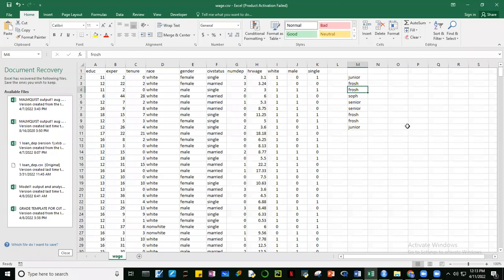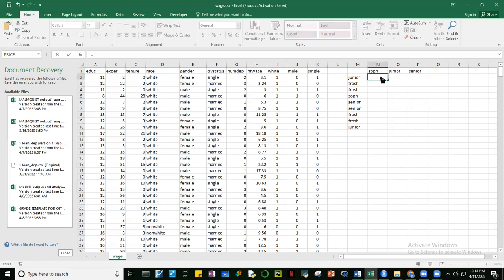They will be 1. So, kunyari, si Frosh, siya yung 0, di ba? So, sino yung magiging mga dummy variables natin? Tatlo siya. Si Junior, okay? Sino pa? Si sophomore muna. Sophomore, and then si Junior, and then si Senior. Okay? Alright.